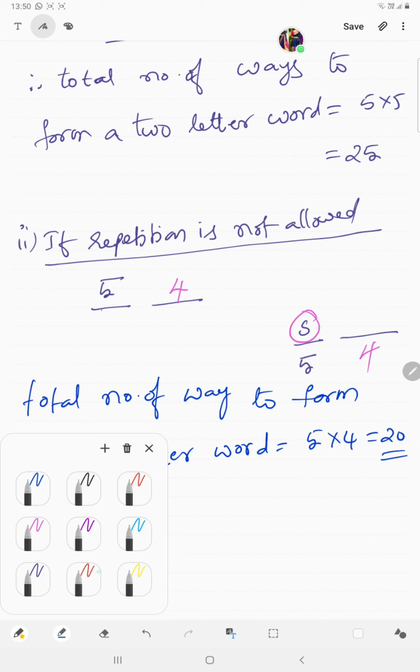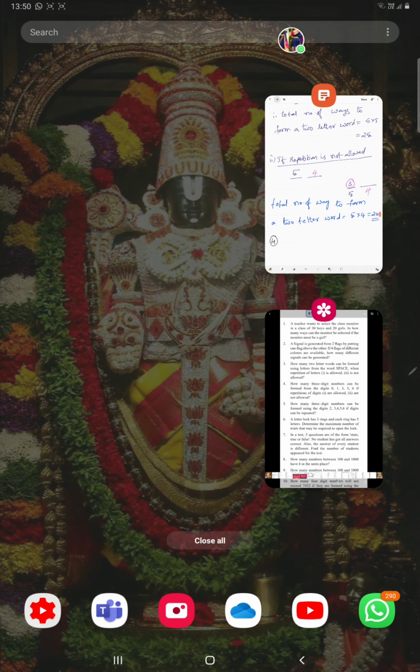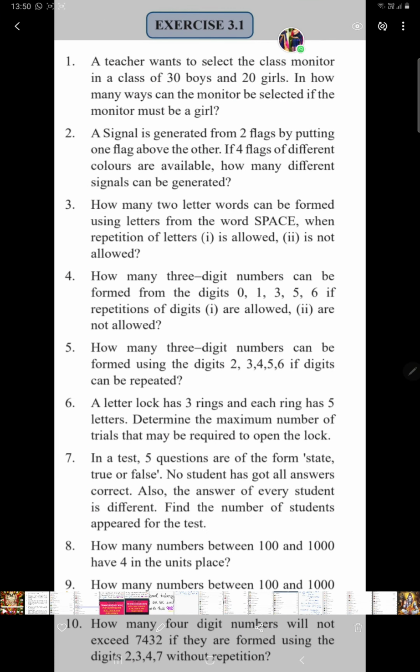Now question number 4. So let us see what the question is. Good. How many 3-digit numbers can be formed from the digits 0, 1, 3, 5, 6 if repetition of digits is allowed and is not allowed? Means 2 cases again. So how many digits are given? 0, 1, 3, 5, 6. Total 5 numbers are given, and you have to form a 3-digit number only. Therefore, if repetition allowed and not allowed, two cases are given again. Therefore, what are the given numbers? 0, 1, 3, 5, 6.